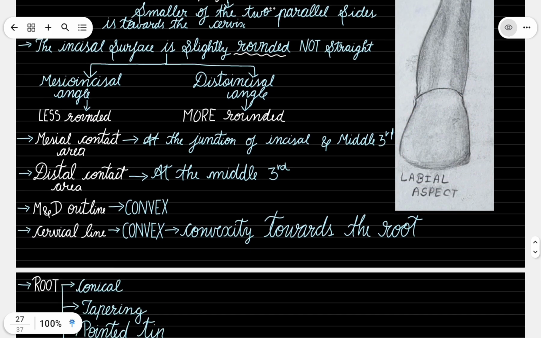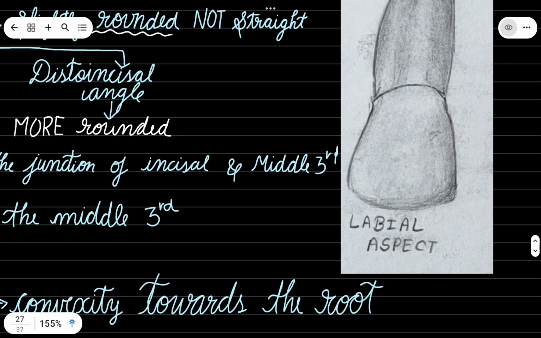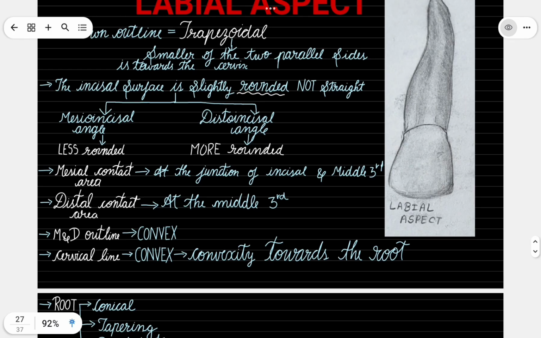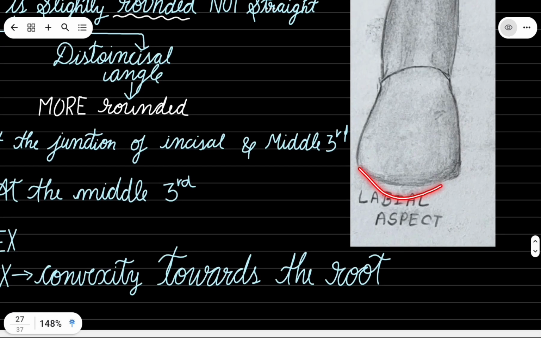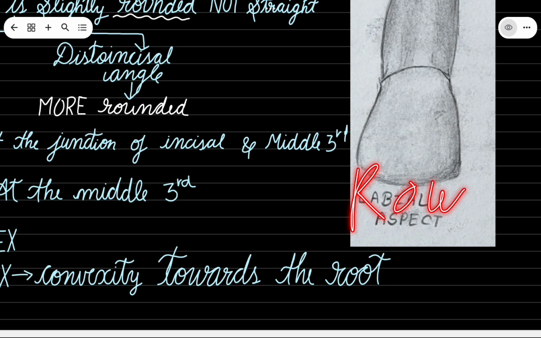Then the incisal surface, as you can see, is not quite horizontal. It has a slight curvature. It is slightly rounded. See, it is not straight but slightly rounded. As this is rounded, the mesioincisal and distoincisal angles will also be rounded. In the central incisor, the mesioincisal angle was pointed, but in the lateral it is rounded, and the distoincisal angle is also rounded, but the distoincisal angle is more rounded than the mesioincisal angle.